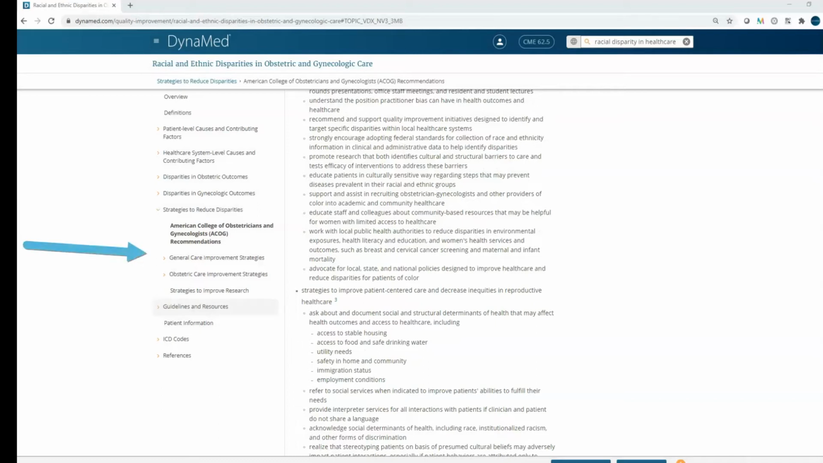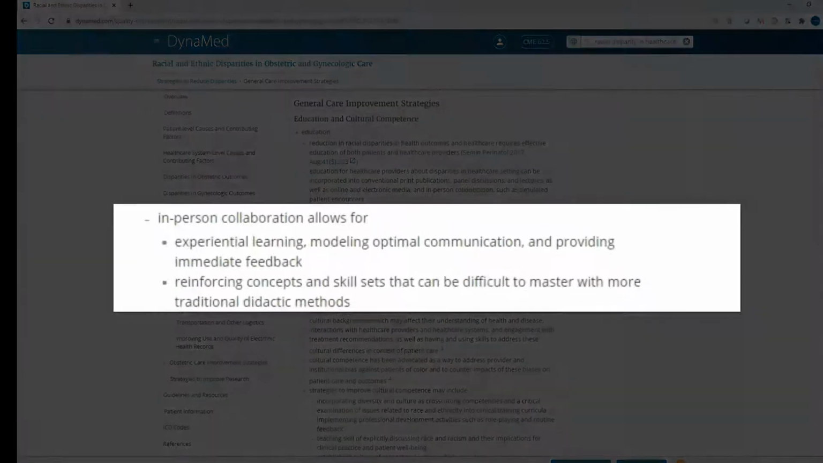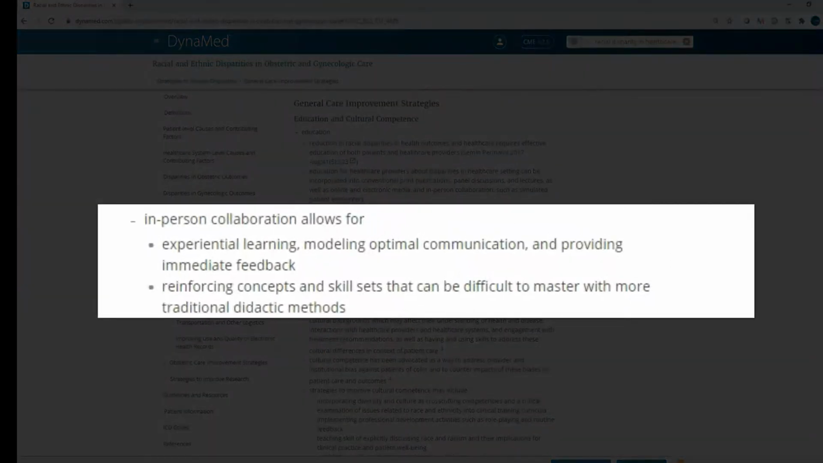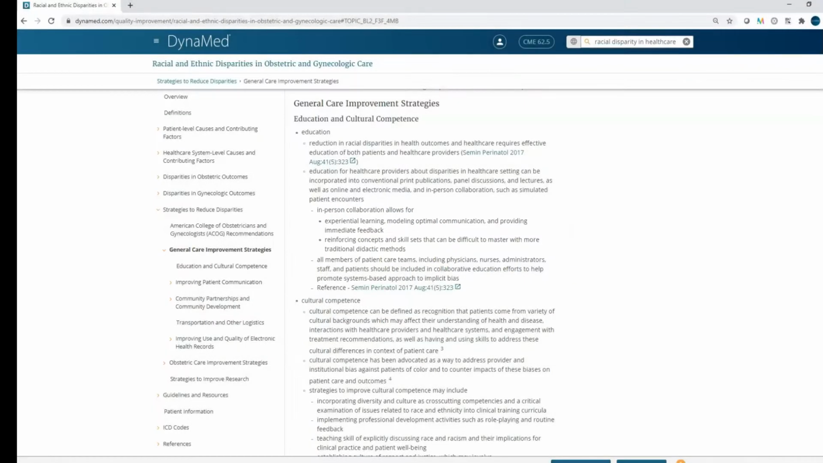There is also a recommendation listed here under General Care Improvement Strategies that calls for in-person collaboration to learn more about these disparities. It can be really helpful to have an open dialogue and in-person collaboration among different members of patient care teams so that people can recognize their own biases and learn more about the issues that they may not be aware of or have personally experienced.